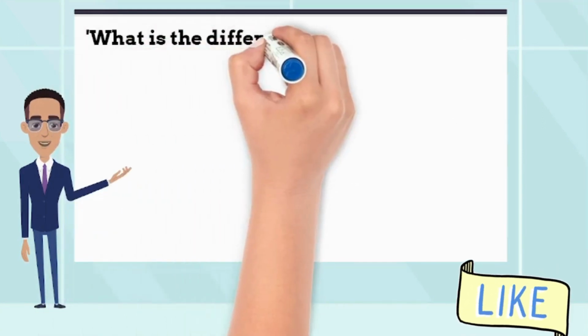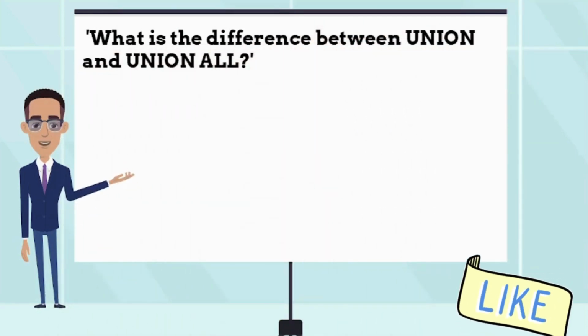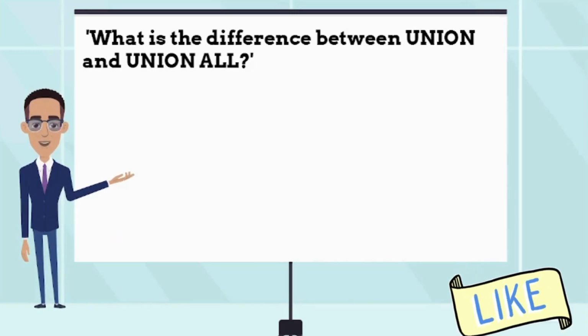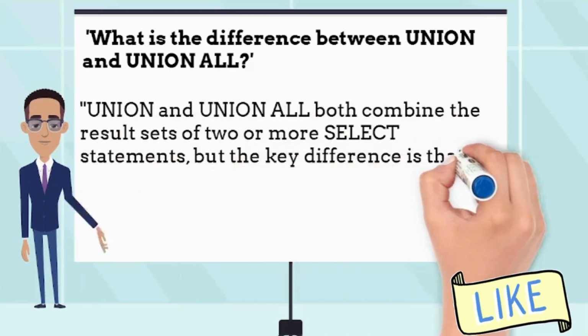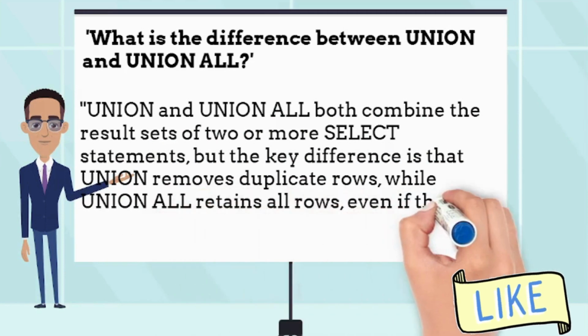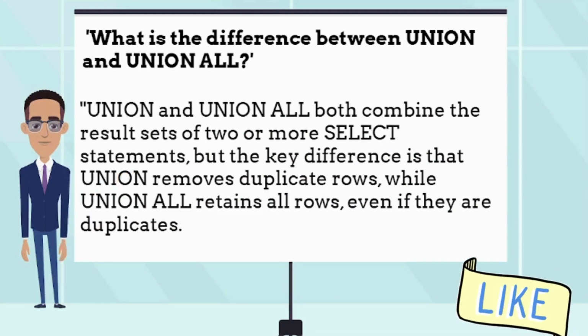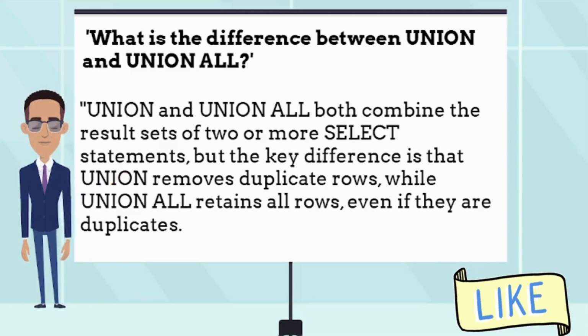And question 5. What is the difference between union and union all? This is another question that frequently appears in SQL interviews, testing your understanding of combining results from multiple queries. Answer is, union and union all both combine the result sets of two or more select statements, but the key difference is that union removes duplicate rows, while union all retains all rows, even if they are duplicates. Be mindful of when to use each based on your specific requirements.